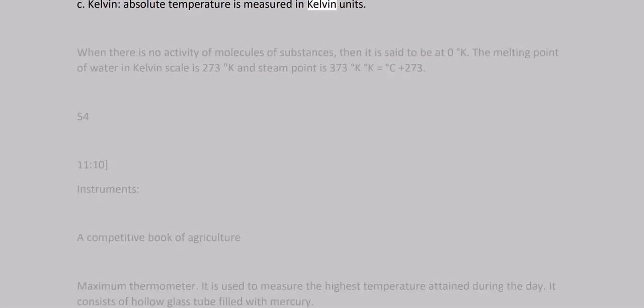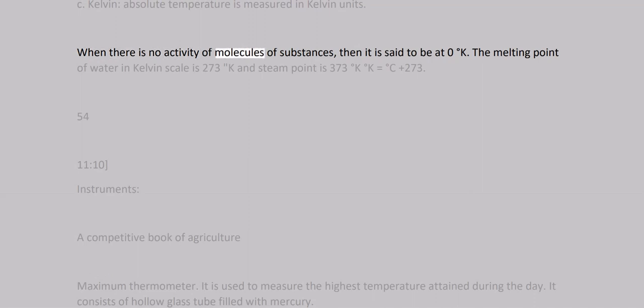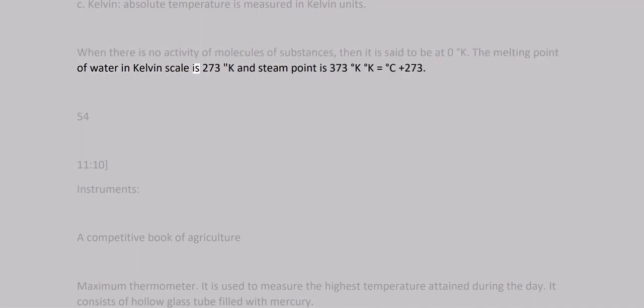C. Kelvin. Absolute temperature is measured in Kelvin units. When there is no activity of molecules of substances, it is said to be at 0 degrees Kelvin. The melting point of water in the Kelvin scale is 273 K, and the steam point is 373 K. K = °C + 273.